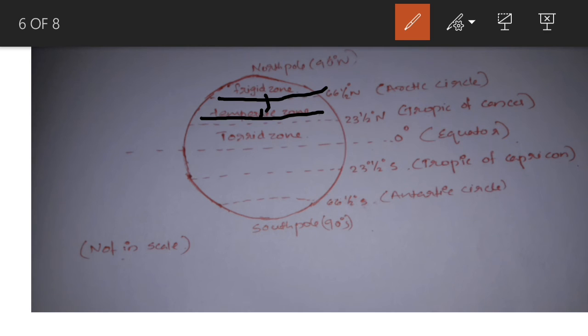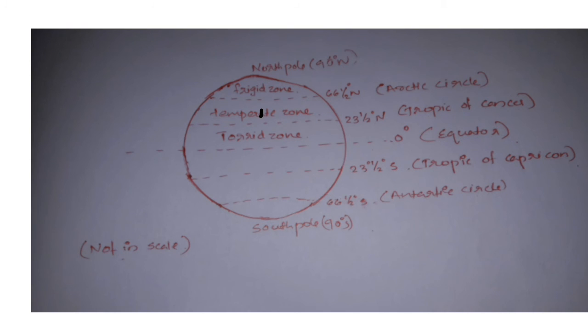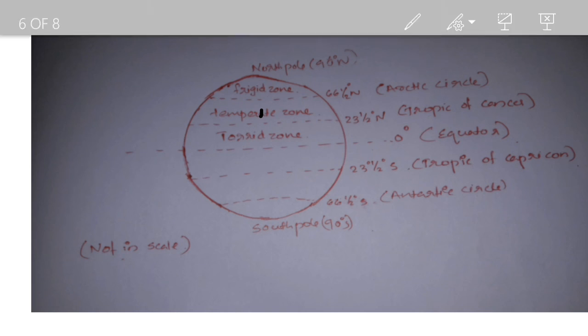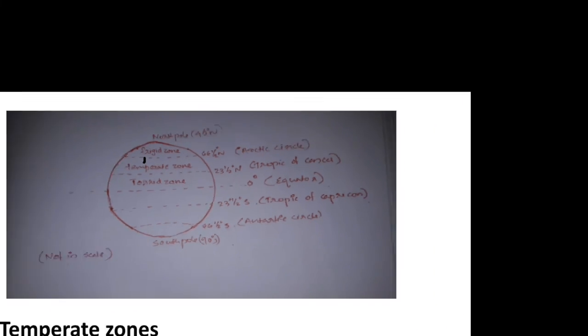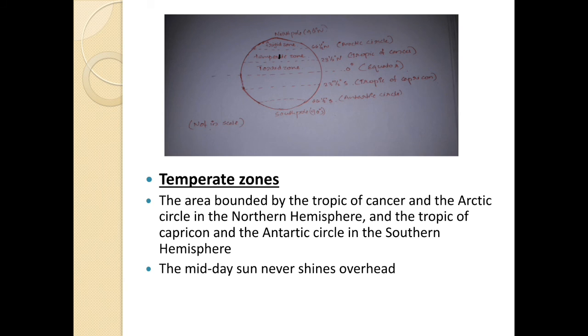In the same way, here you can see this region. The area bounded in this region is called a temperate region. But in this region, the sun rays do not reach directly, and this area receives less heat than a torrid zone. So here there is only moderate temperature. The midday sun never shines overhead, and it receives only lesser rays falling from the sun, and there will be moderate temperature.